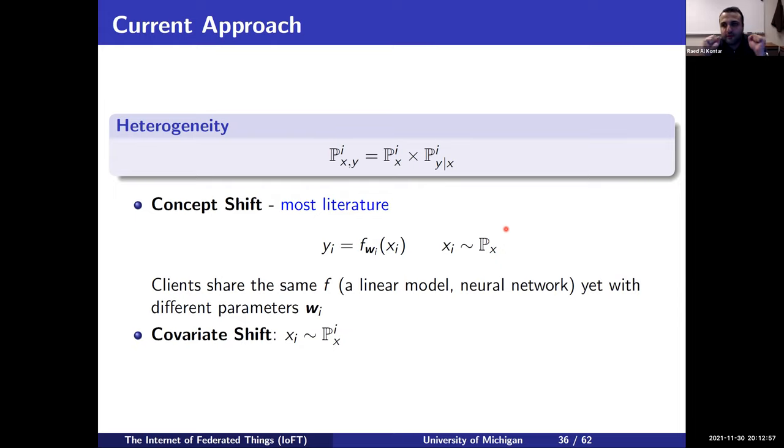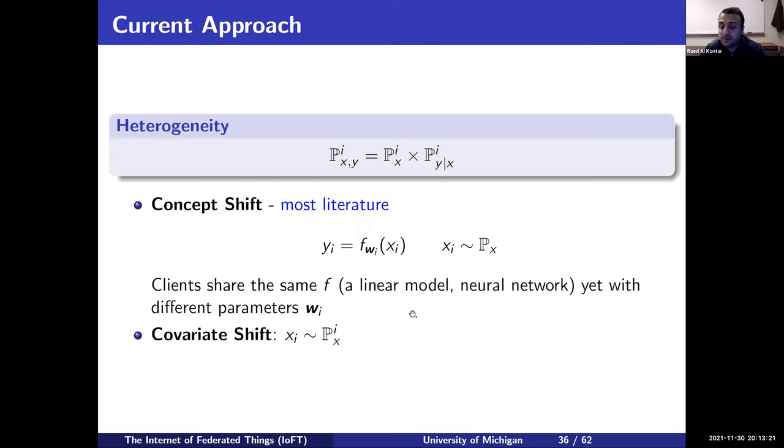And this is what most, if not all, of the literature is trying to do right now. They're trying to model a change in the input-output relationship, or a concept shift, mainly through a specific model where each client is modeled by the same function but with different weights, like a neural network parameterized with different weights, and how to learn those weights, okay?